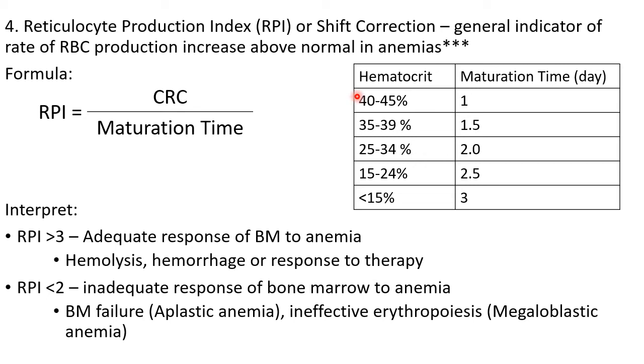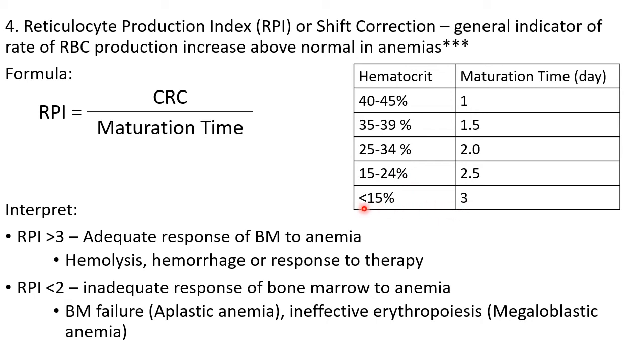Okay? Normally, if your patient has a normal hematocrit, which falls from 40 to 45, the normal maturation time of the reticulocyte in the bloodstream is 1 day. It goes higher and higher as the hematocrit goes lower and lower. So, we also need to memorize this. Okay? Divisible by 10: 40 to 45, 1 day. 35 to 39, 1.5. 25 to 34, 2 days. 15 to 24, 2.5. And less than 15%, 3.